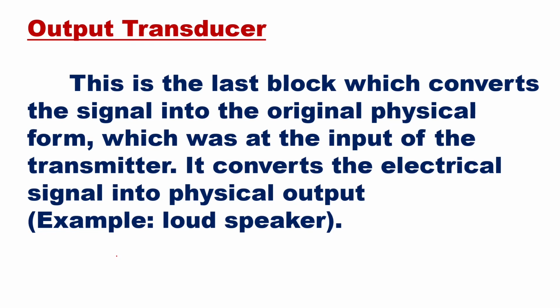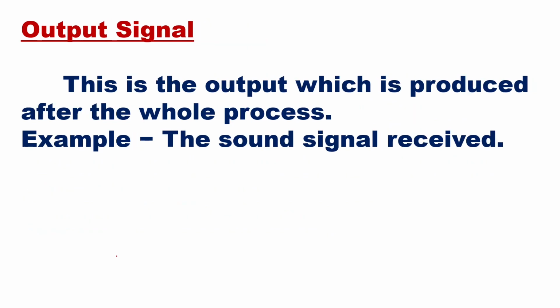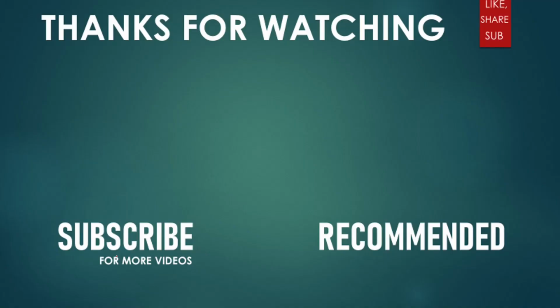So here we have seen the transmitter section and receiver section along with a communication channel for a digital communication system. And then the output signal, whatever we get, is produced after the whole process. For example, the sound signal from the loudspeaker can be recovered. Okay. So students, this was the explanation for the block diagram of a digital communication system.